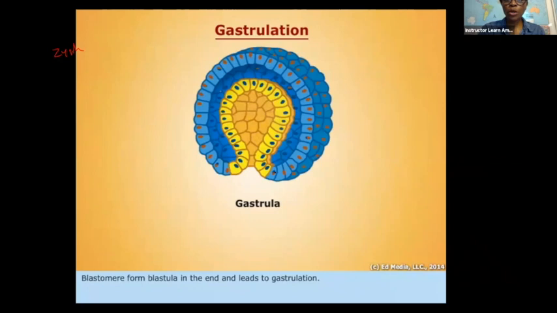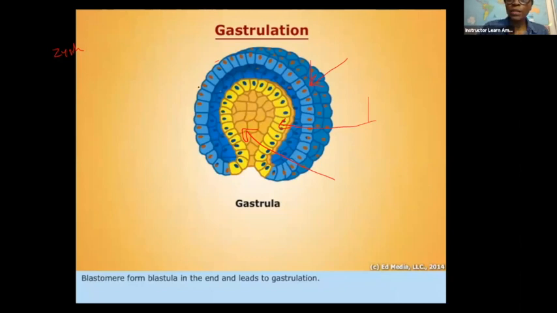There's an outer portion to it. You have these cells on the outer portion of the ball, then you have the cells that are here, and then you have these cells that are here. So you have 3 layers of cells now that started from that one cell. Now there are so many cells that they're going to divide into 3 sections. And these 3 sections are going to give way to the different parts of the embryo.